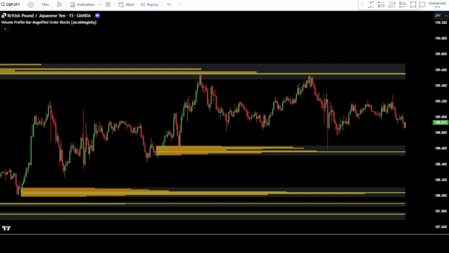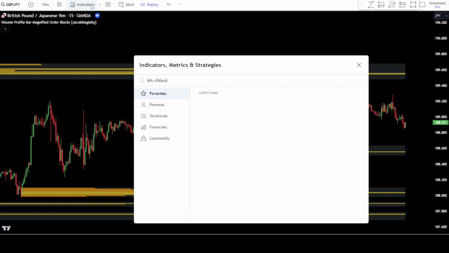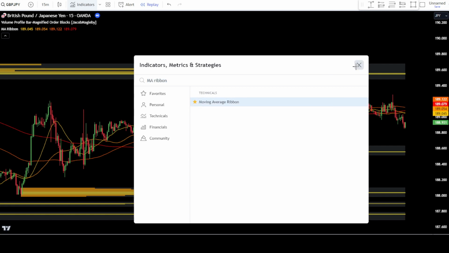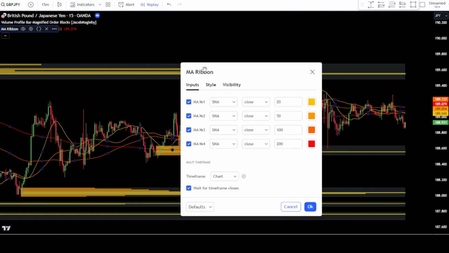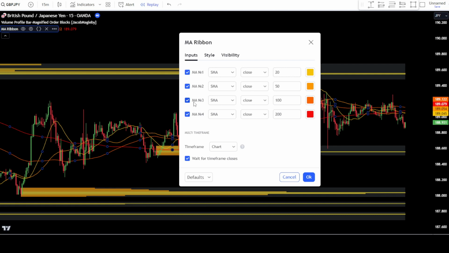We'll provide you with two methods you can use for trading using this indicator. However, for optimal results, add one more indicator to guide the trend in the market. Navigate to the Search Indicator tab and type in Moving Average Ribbon or MA ribbon. Then, access the settings for the MA ribbon indicator. In the Input tab, deactivate the checkboxes for MA number 3 and number 4.